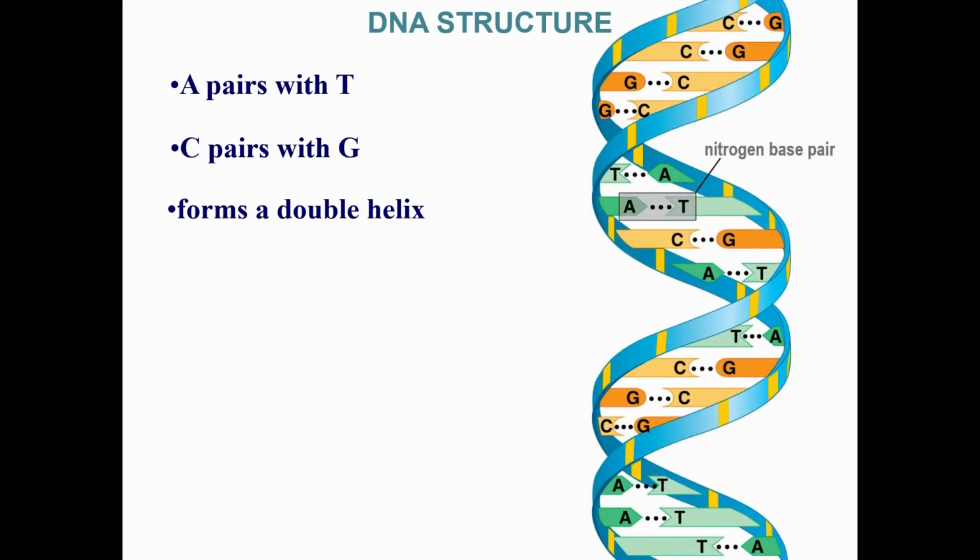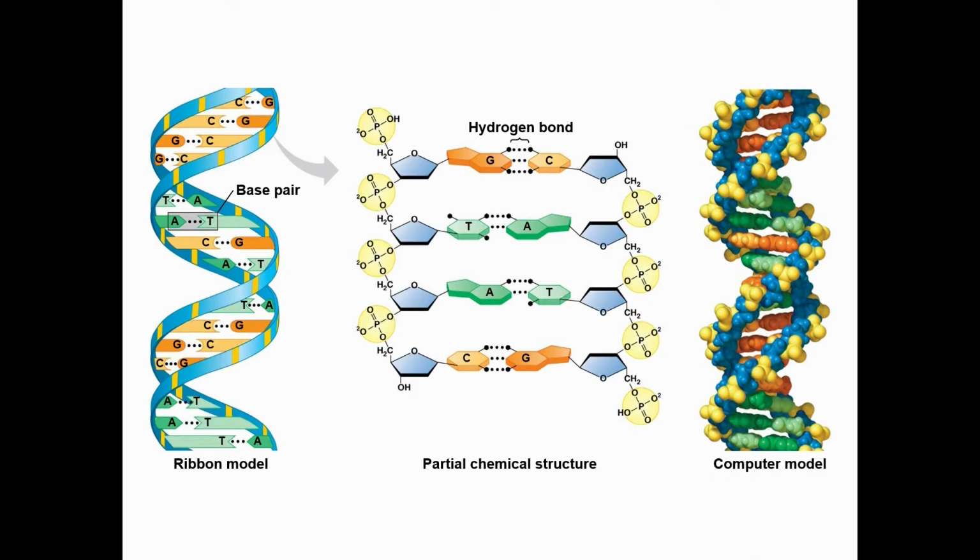We can illustrate that structure in a variety of ways. So for example, we have a ribbon model on the left, the partial chemical structure I showed you before in the middle, and a computer space-filling model on the right. All of these images mean the same thing. There's always going to be a sugar phosphate backbone that's going to alternate, and there's always going to be pairs of nucleotide bases in the middle.